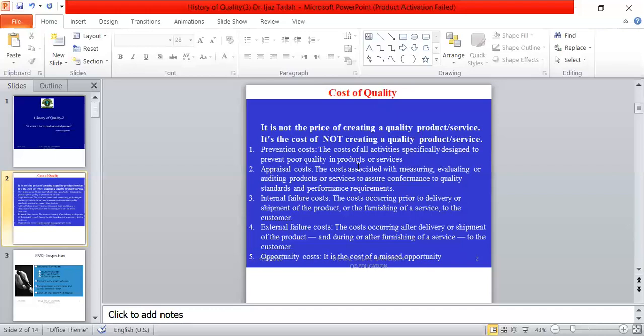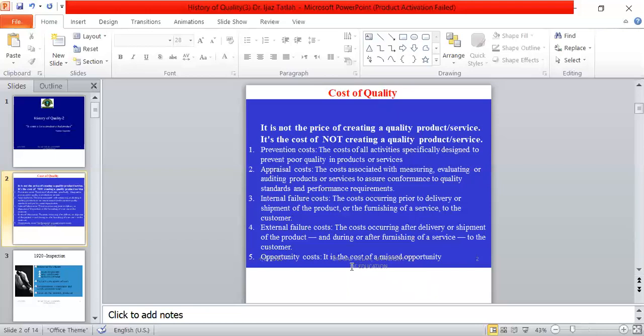Internal failure costs: the costs occurring prior to delivery or shipment of the product or the furnishing of a service to the customer. That is the internal cost. And external failure costs mean the costs occurring after delivery or shipment of the product and during or after furnishing of services to the customer. The internal failure costs mean the during-process costs, and external failure costs mean when the product is on the market and it has no acceptance or doesn't meet the needs of the consumers.